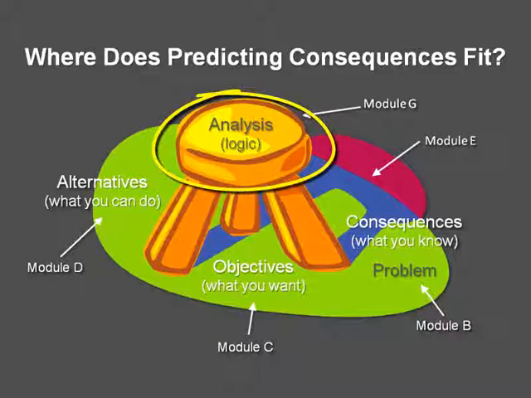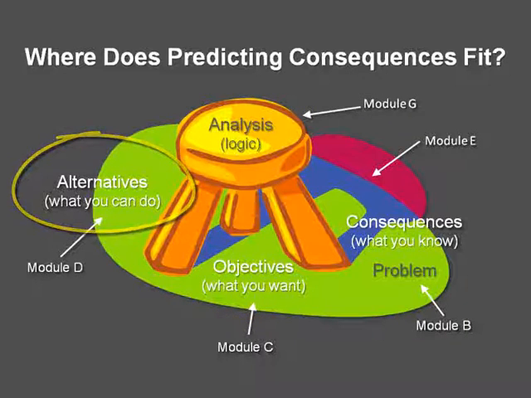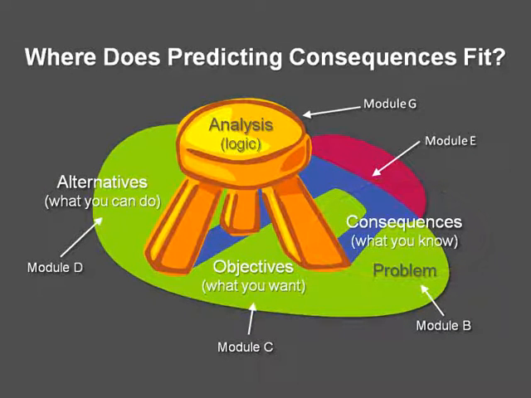The analysis or the logic, which we're going to talk about a bit in the next module, is what holds the stool together. That's the top. The three different legs are the objectives, where do we want to go, the alternatives, how can we get there, and the consequences. And really the consequences, that part of the process captures what we know and what predictions we can make. It's sort of the science step of the process. It's now about understanding the consequences of different actions in terms of our objectives.